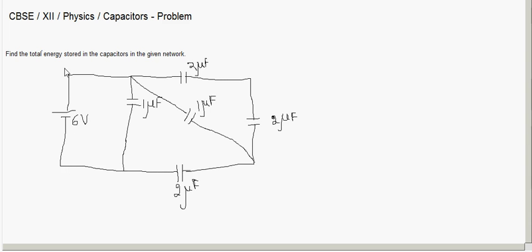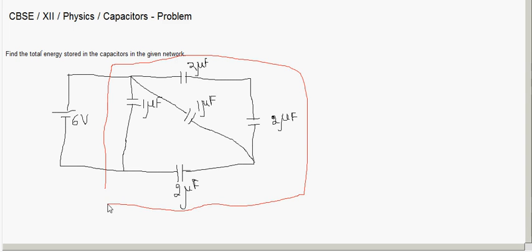Find the total energy stored in the capacitors in the given network. So we need to find out total energy stored. For that reason, first we need to find out what is the equivalent capacitance of this network. So this is the total network. First find out what is the equivalent capacitance.